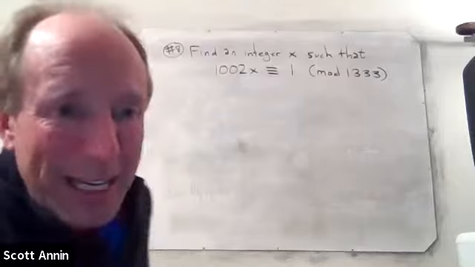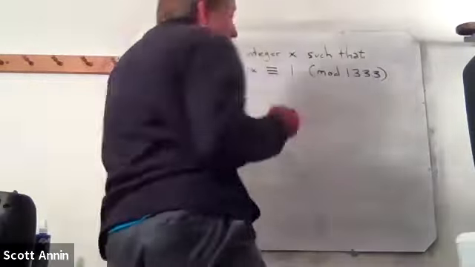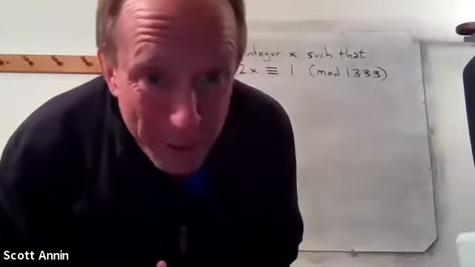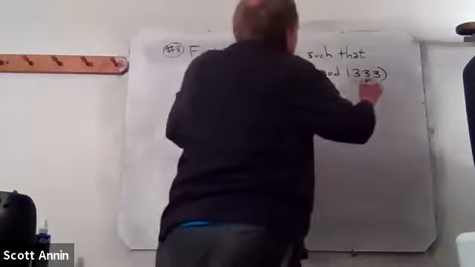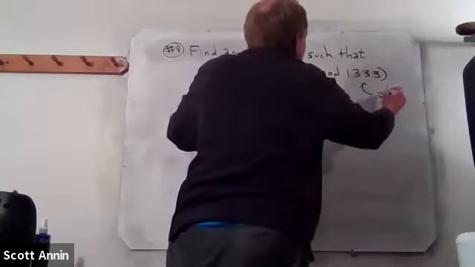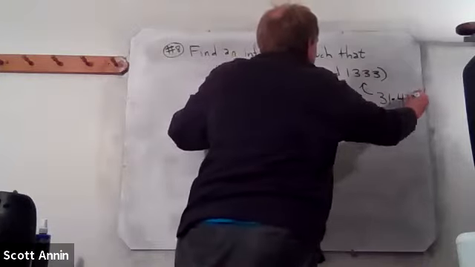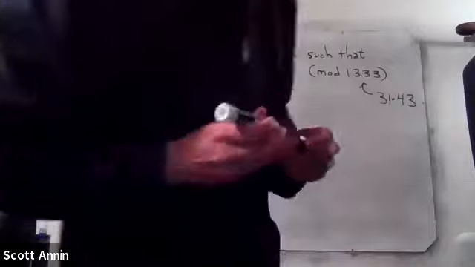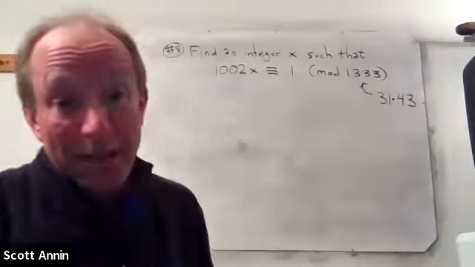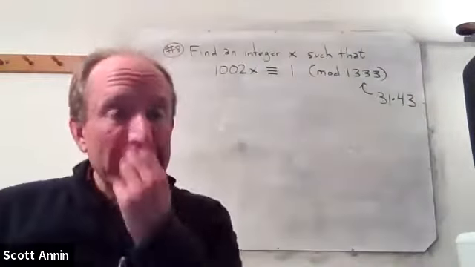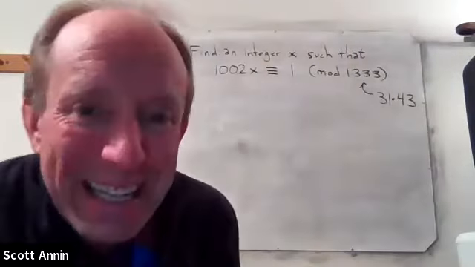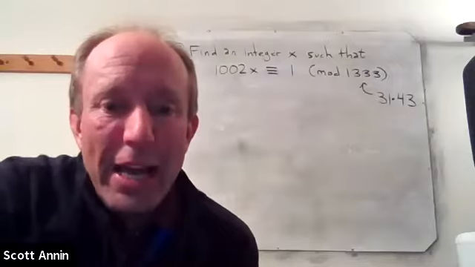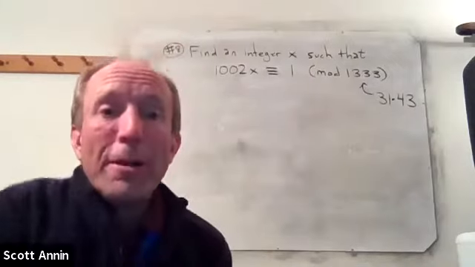And I'm going to give you a hint here, and this is actually off of an old exam of mine, so I know I've asked this question before. The hint is going to be that 1333 actually factors into primes as 31 times 43. Okay, so we'll just go ahead and take that for granted. So find an integer x such that that equation is true.